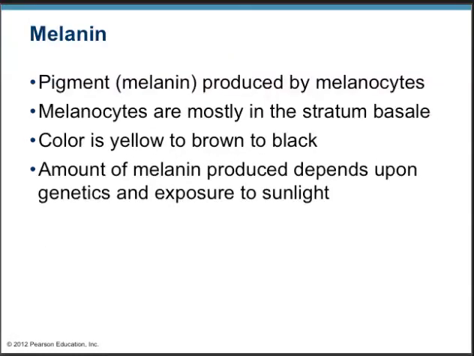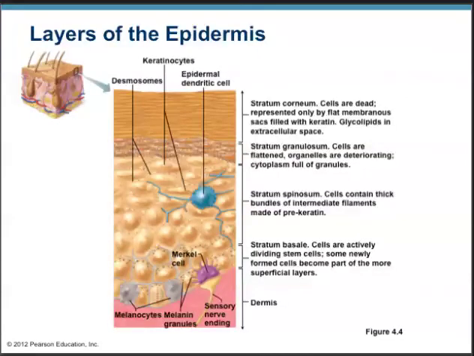Melanin is a protective pigment made by melanocytes, which are mostly found in the stratum basale. The color of melanin is brown to black, and the amount of melanin produced depends on genetics and the amount of sunlight that the skin is exposed to. The purpose of melanin is to protect against the UV rays of the sun, which can damage genetic material, causing mutations that can lead to skin cancer. The summary of the layers is actually shown in this diagram.